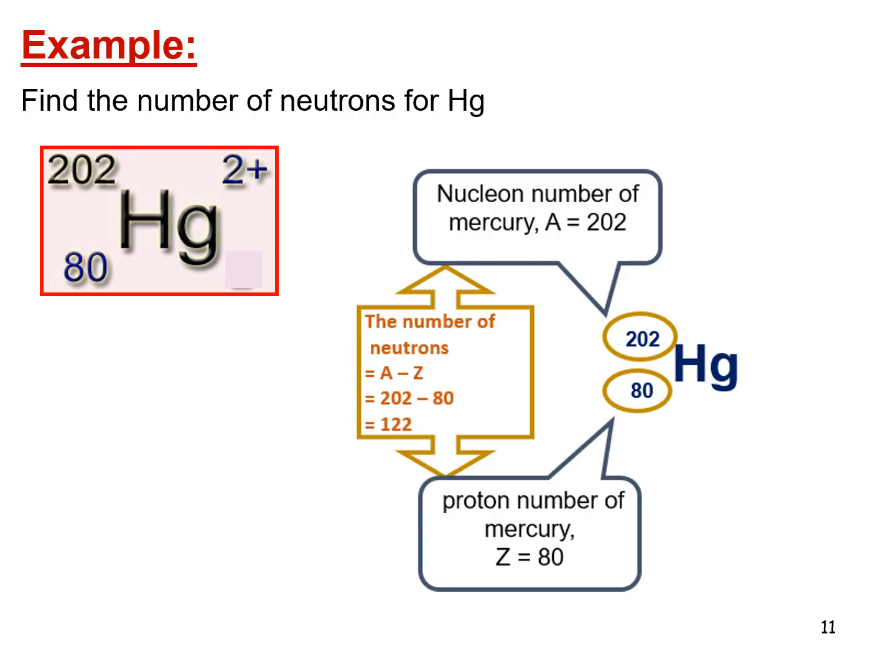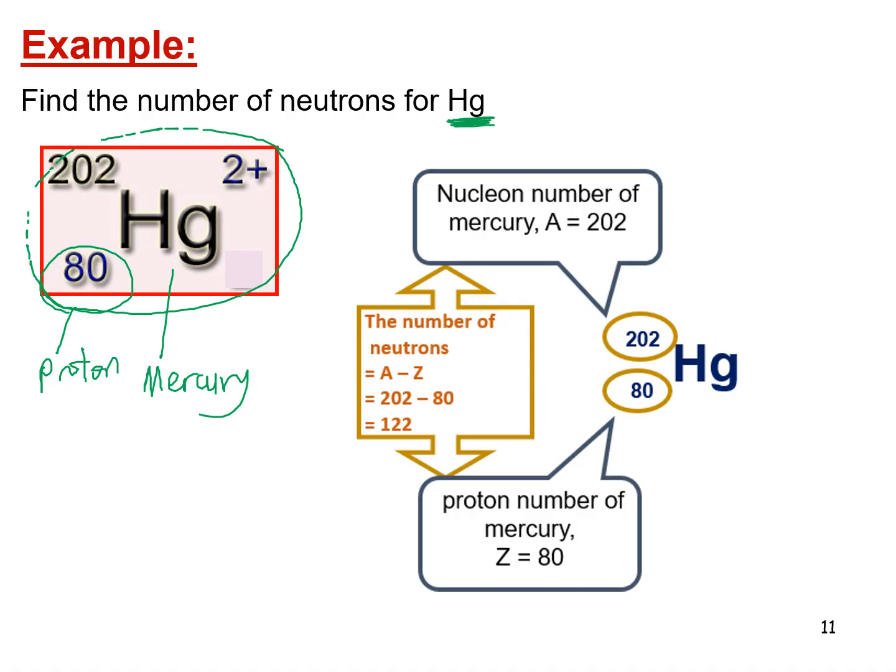Alright, so for example, find the number of neutrons for Hg. Hg ni mercury. So if let's say, if given this kind of isotope notation for Hg, so you know that this is actually the atomic symbol for mercury. Number 80 ni represents the number of proton. Okay, 202 ni pula represents for the number of nucleon. Alright, how about this 2+?